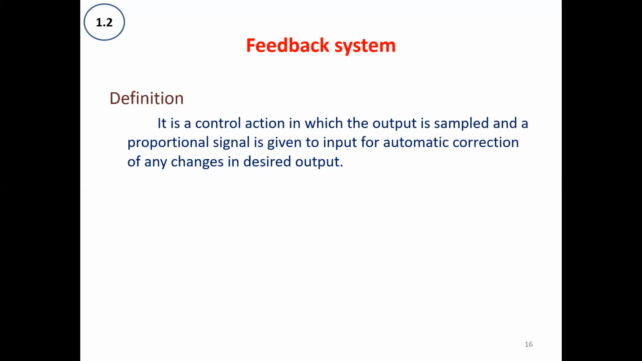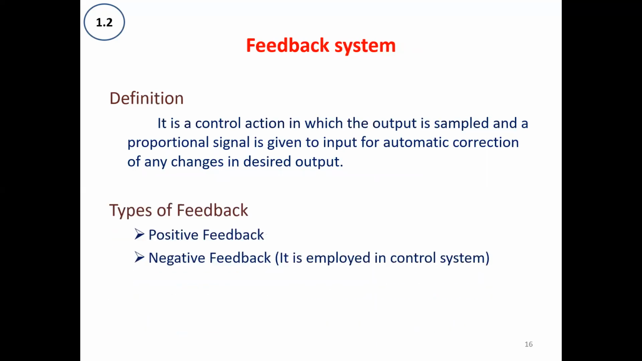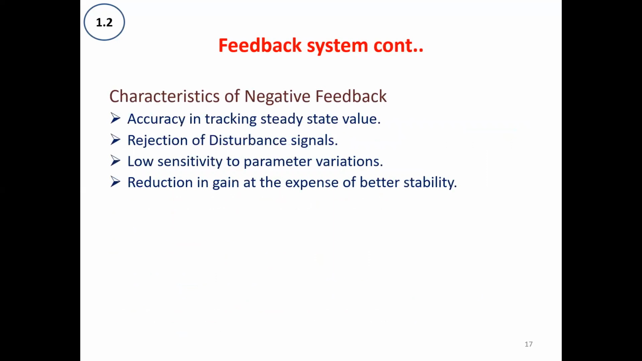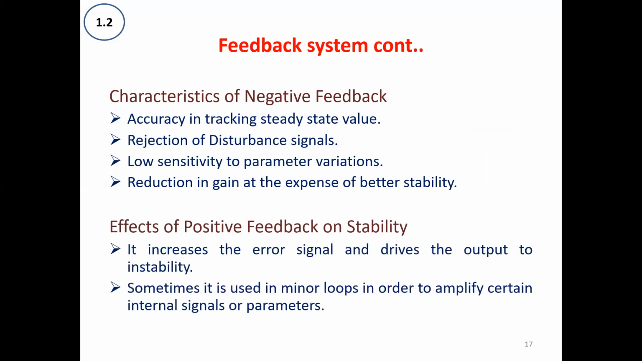Definition of feedback system: it is a control action in which the output is sampled and a proportional signal is given to the input for automatic correction of any changes in the desired output. Then we have two types of feedback, positive and negative. The characteristics of negative feedback are accuracy in tracking steady state value, rejection of disturbance signals, low sensitivity to parameter variation, gain reduction and so on. Positive feedback increases the error signal and drives the output to instability. Sometimes it is used in minor loops in order to amplify certain internal signals or parameters.